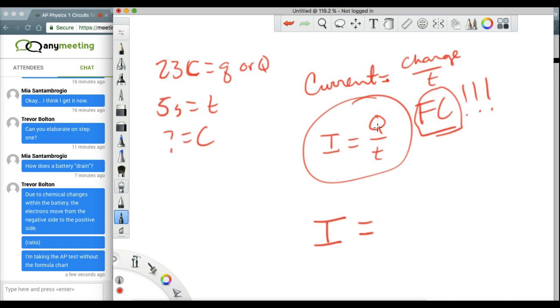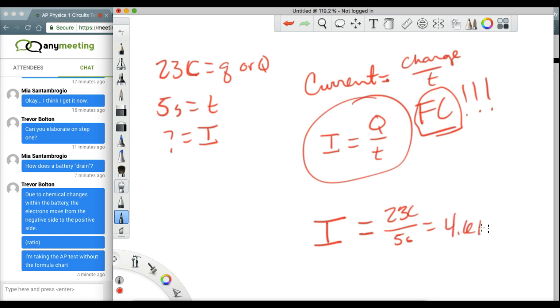All right, what do we want to find? Charge? No, we want to find current. Look at me, silly old me. Why did I write a C there to find current? See, now you can tell I'm getting delirious. We want to find I for current. So I is equal to Q over T. So Q is 23 coulombs. T is 5 seconds. 23 divided by 5 is 4.6.